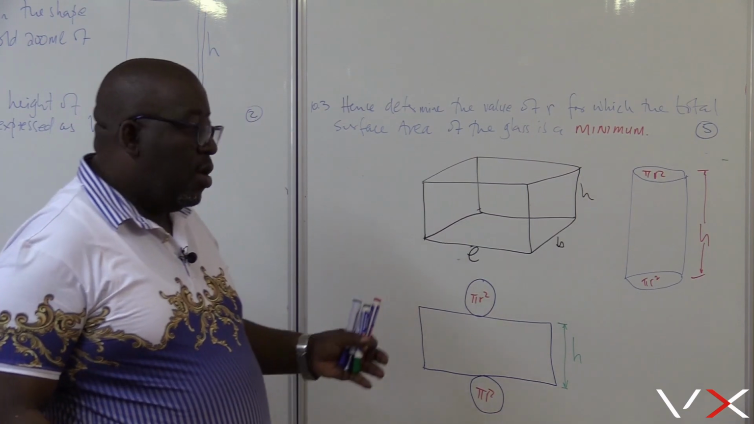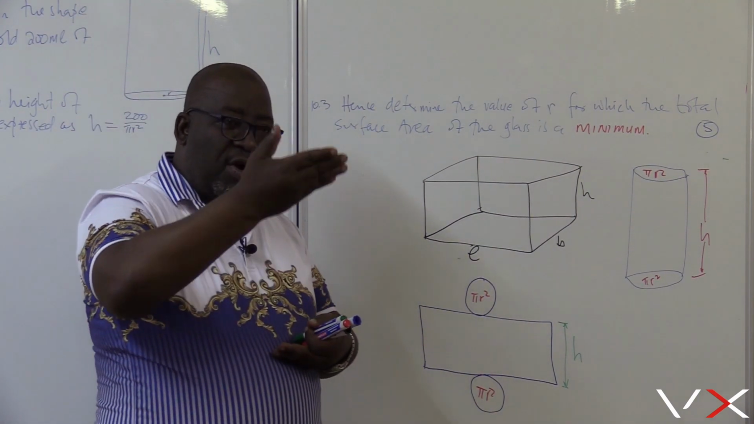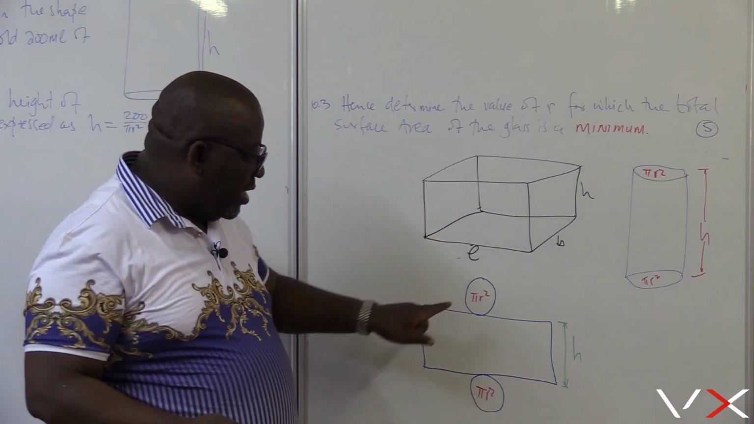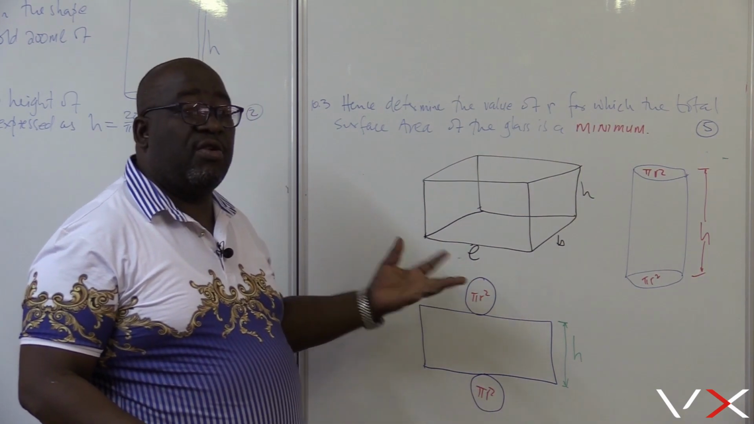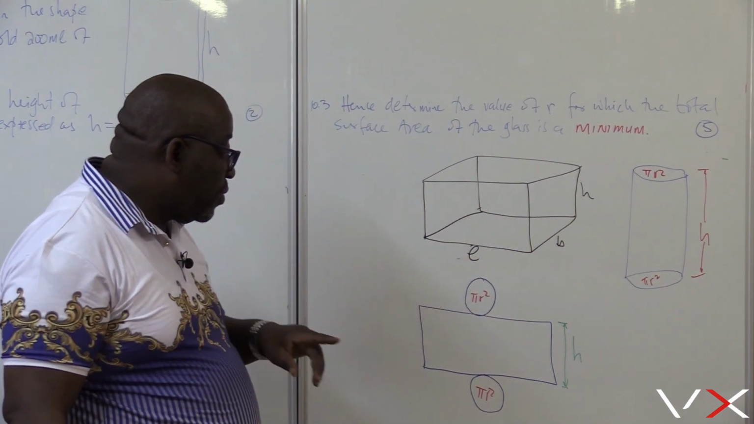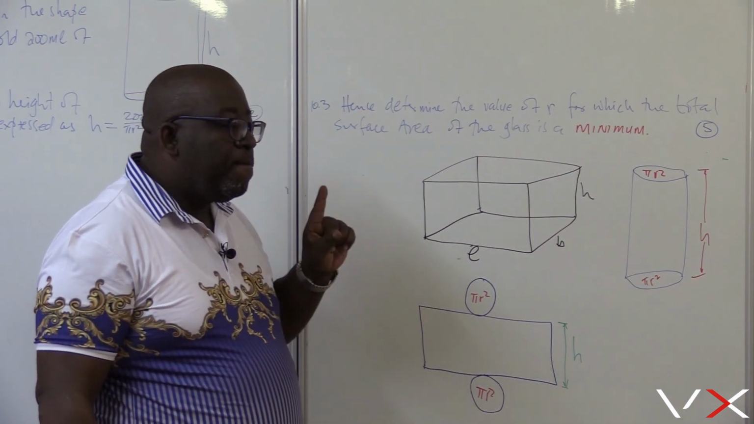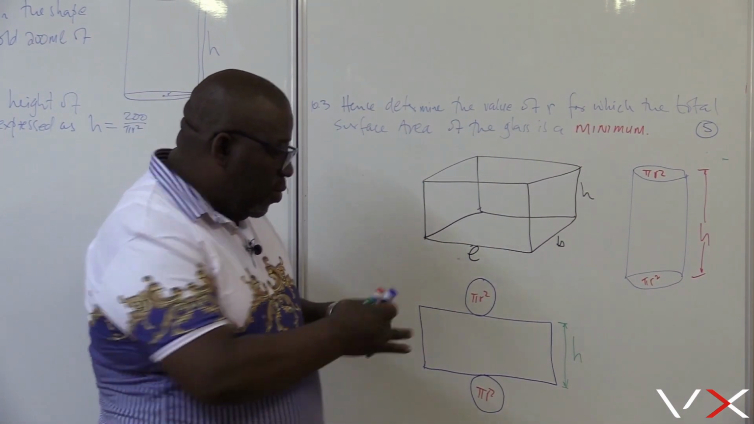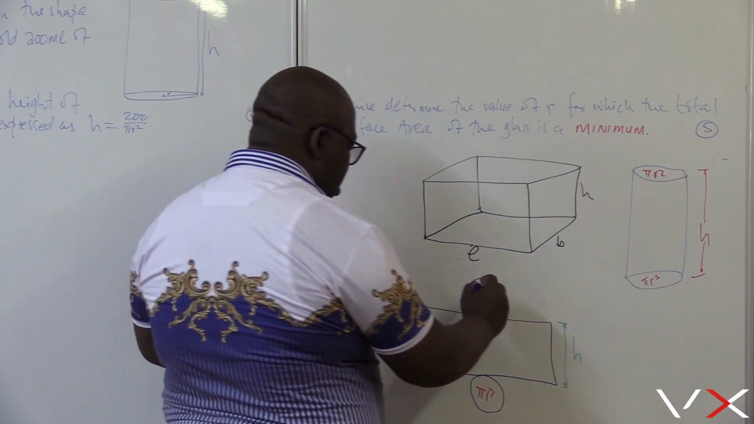Remember that when I open the tin of fish, I've got to flip it over and flip it down. I will see these two circular parts of the tin of fish, my cylinder, when I close it. What is important is this. We said that this part is the circumference.